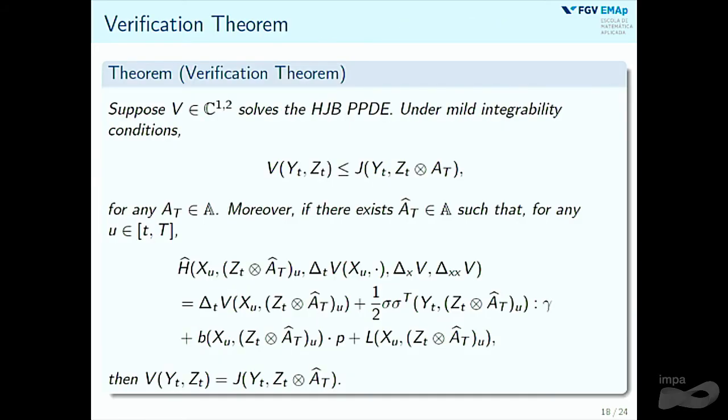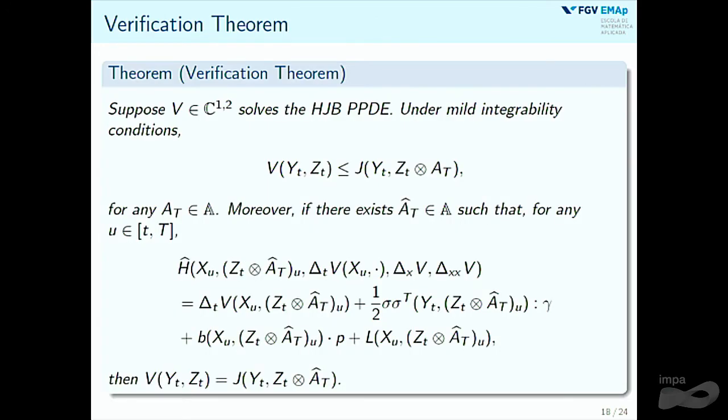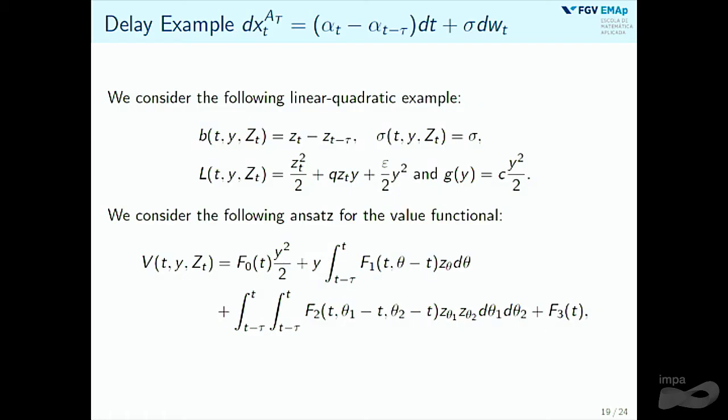So I'll finish the presentation. Any questions up to here? Because now I'm going to apply this to the example I showed before. The drift is just the control at time t minus the control at time t minus tau. The volatility is sigma. The running cost is quadratic in the control and quadratic in y. And the final cost is quadratic as well. So it's a linear quadratic problem we have.